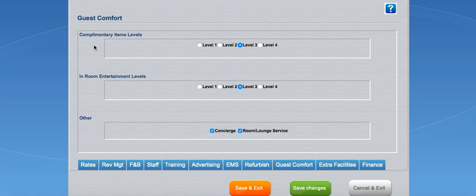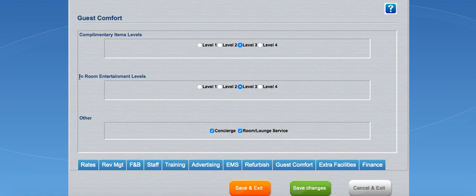Now, again, you'll see the level system. So if we're staying in that budget hotel, we're only expecting level 1. Basic soap and shampoo, probably nothing else. Moving through to level 4, that's where we're going to see everything. We're going to see luxury amenities. We might have a fruit platter on arrival, maybe a vase of flowers. So again, pick the option relevant to your style of hotel.